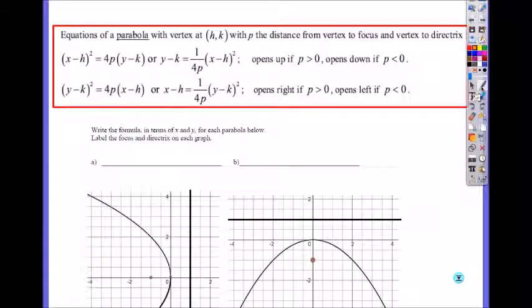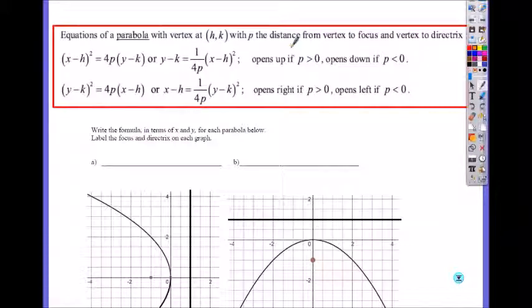So, the equation of a parabola with vertex h, k. Today I'm going to go over the equation where the vertex is at 0, 0. So you don't have to subtract any h and k, because today the vertex will always be at 0, 0. And p is the distance from the vertex to the focus and from the vertex to the directrix.